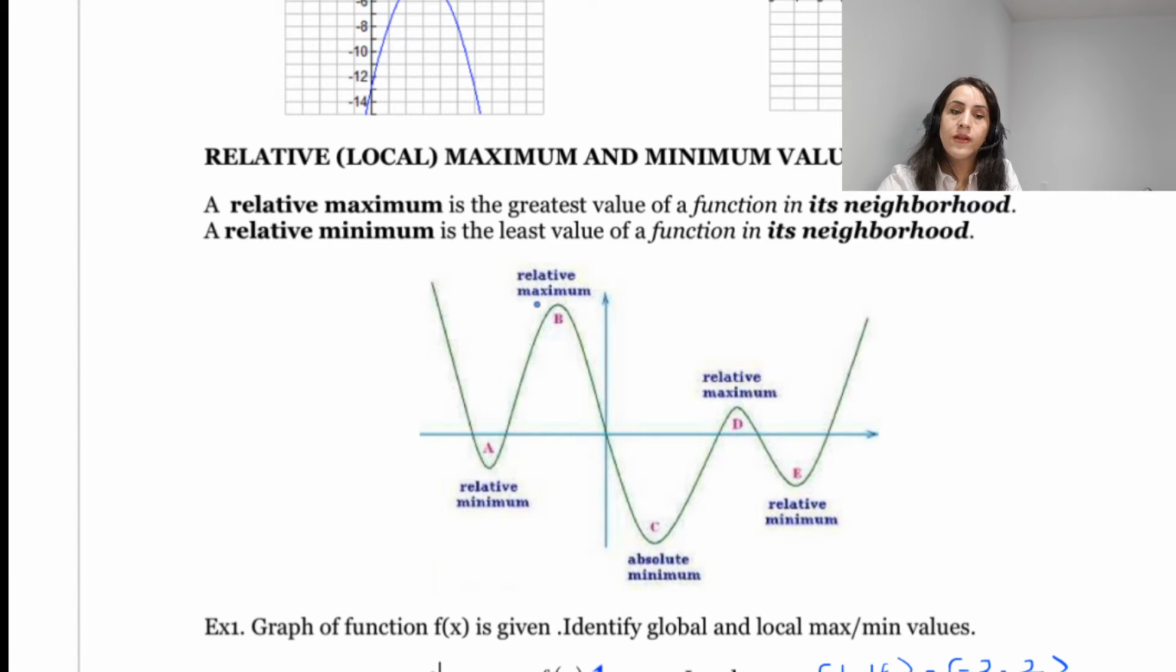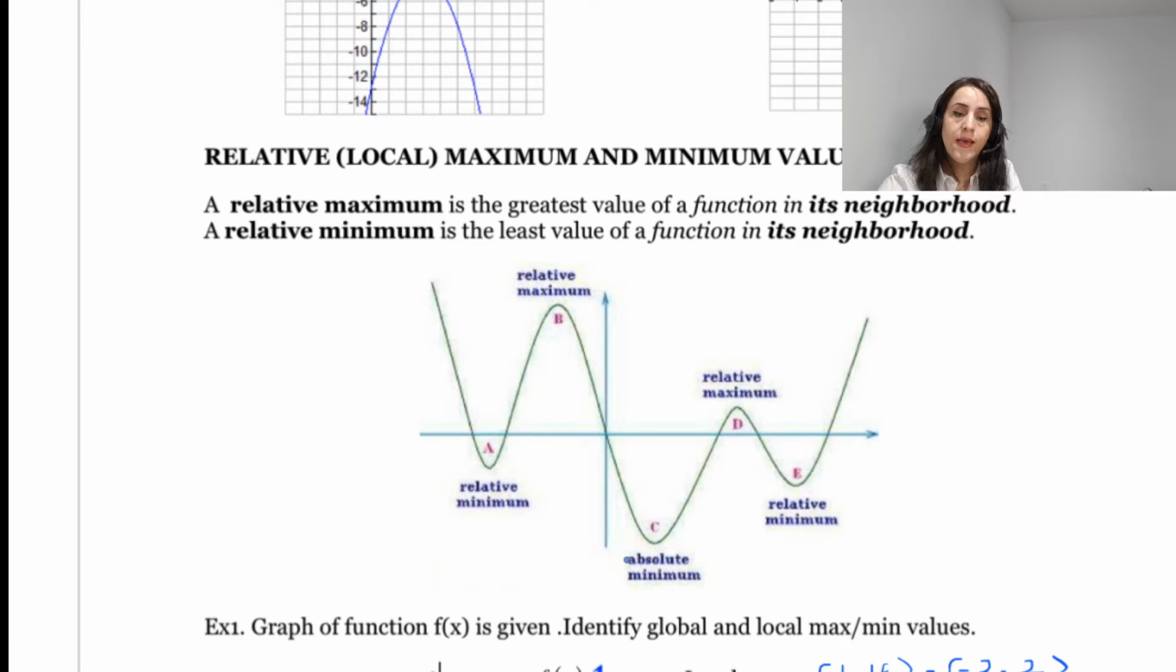Then it is a relative maximum. Going to point C, it is a minimum value because it's the lowest y value that I can see here, a low y value in this neighborhood. And this value is the lowest in the full graph. As you see, there is no other point than C lower than C. C is the lowest point on this graph.